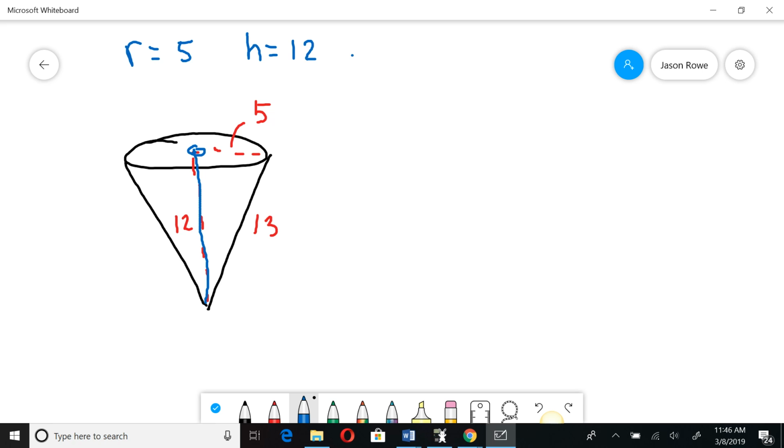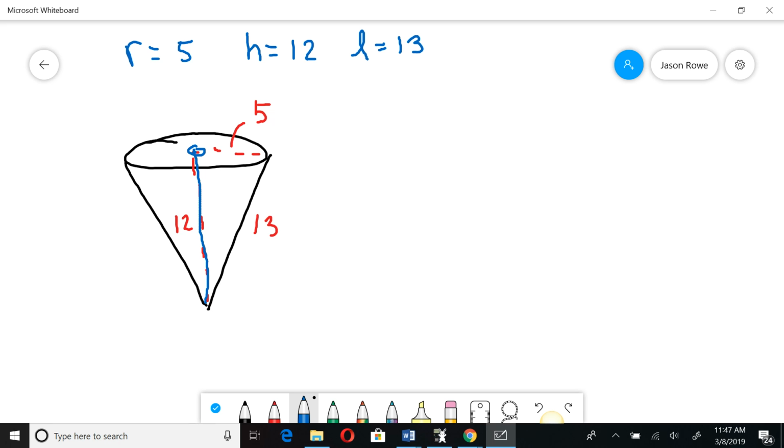And then there's a second height. It's called the slant height. It's usually labeled with an L to represent slant height. The slant height is the distance from the edge of the circle to the tip of the cone. So right here, that's that tip. In this case, it's 13.